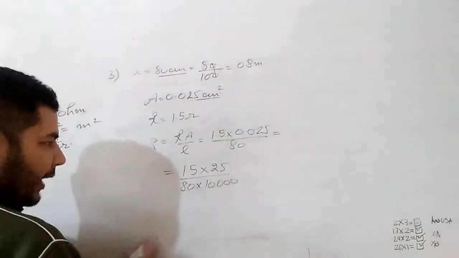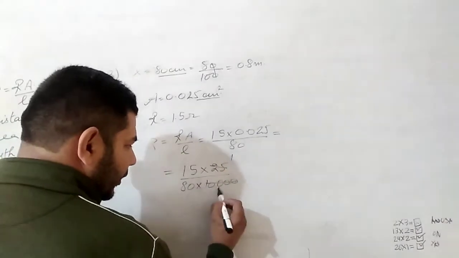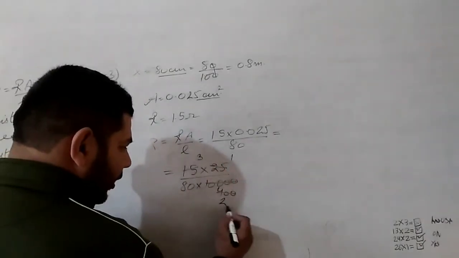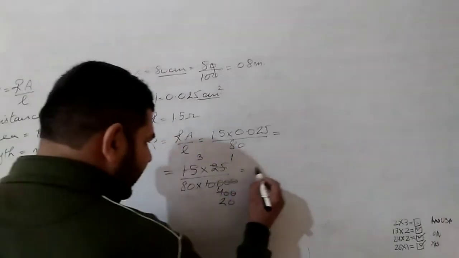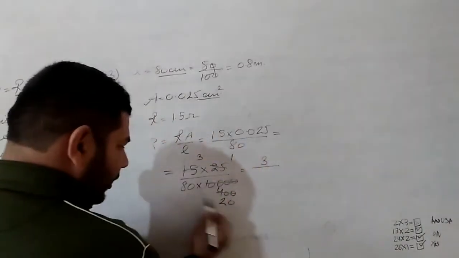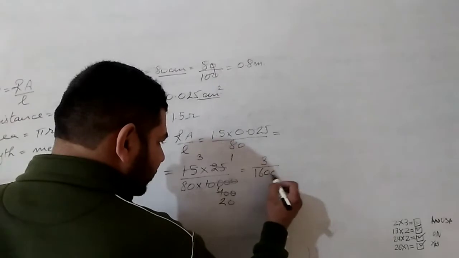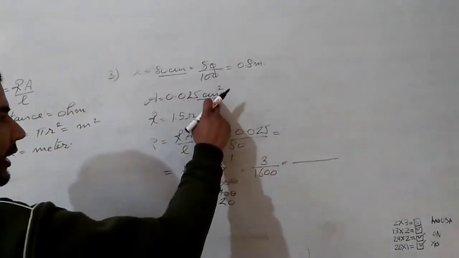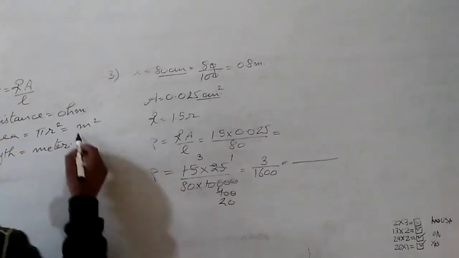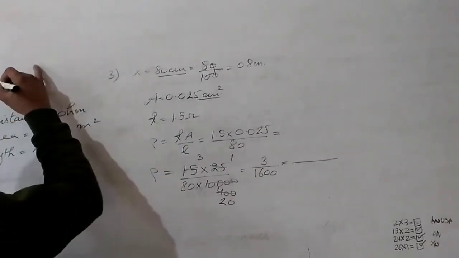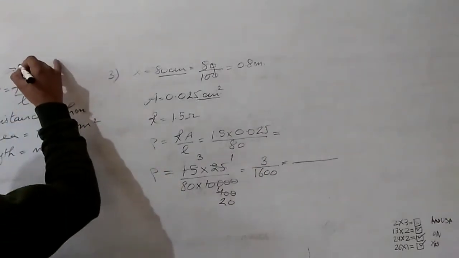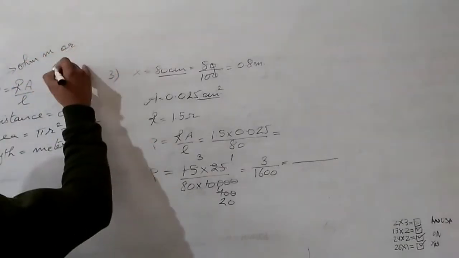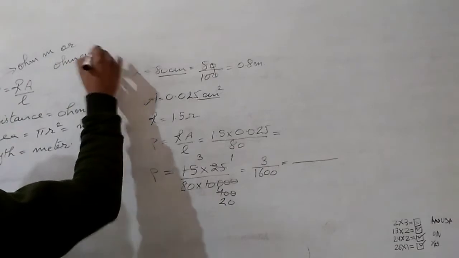Okay, so now we will calculate 400, 320. This means we are getting 3 upon 1600. So after calculating, we are getting the answer in rho. Here we have written rho is equal to ohm meter or ohm centimeter also.